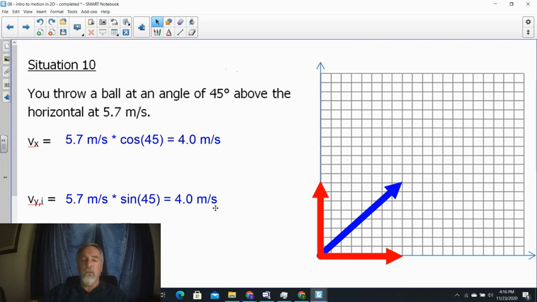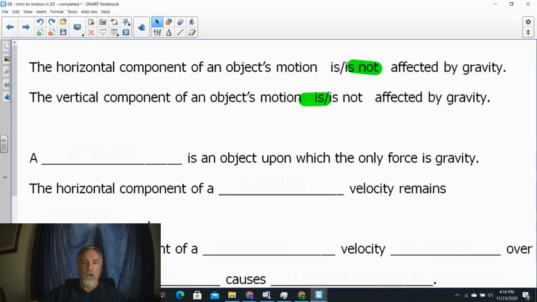This leads us into the beginning of what I want to talk about: two-dimensional motion, and specifically a subclass of that we're going to call projectile motion. The horizontal component of an object's motion is not affected by gravity. If we're rolling a ball across the bleacher, gravity's not doing anything to that ball because gravity can only accelerate up or down. So the horizontal component of our motion is not affected by gravity. Friction, yes, but gravity, no.